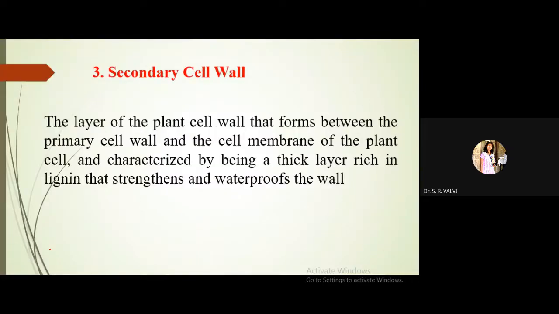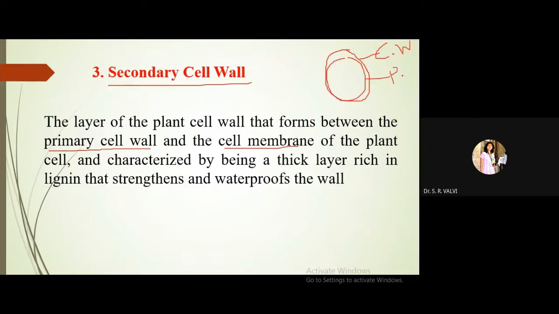Then come to the next part, that is the secondary cell wall. So the layers of the cell wall are the middle lamella, primary cell wall, and now the secondary cell wall. This is the layer of the plant cell wall that forms between whom? Between the primary cell wall and the cell membrane. As I have explained, suppose this is the cell, this is your cell wall, right? And this is the plasma membrane.